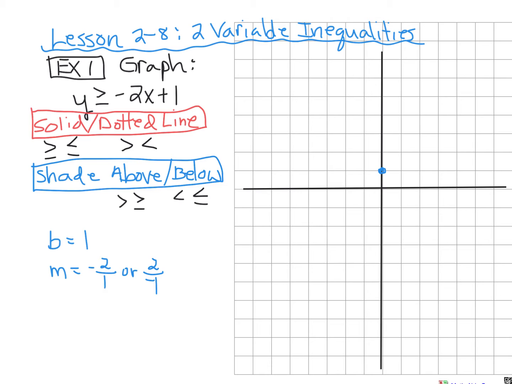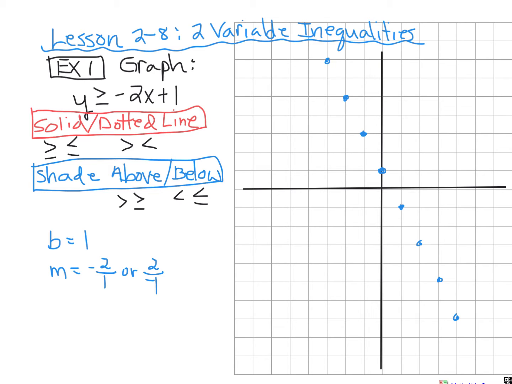It's always a change in y over the change in x. So I'm going to go up 2 and to the left 1. So I'm going to plot that point. And I'm going to continue up 2 to the left 1, up 2 to the left 1 until I run out of room. And then we're going to go in the opposite direction. Now I'm going to go down 2, but to the right 1. And then down 2 to the right 1, down 2 to the right, and down 2 to the right.